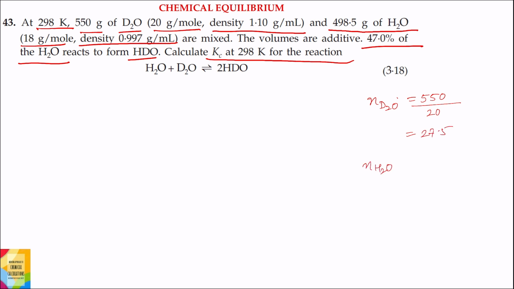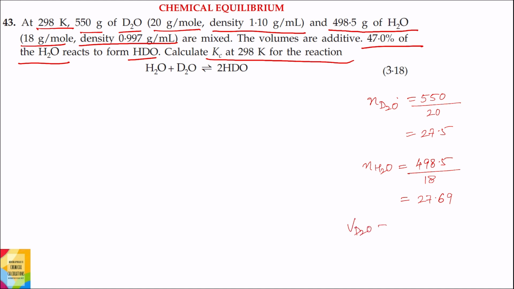Moles of H2O will be equal to weight of H2O, that is 498.5 divided by molecular weight of H2O, that is 18 gram per mole, and this is equal to 27.69. Now volume of D2O.